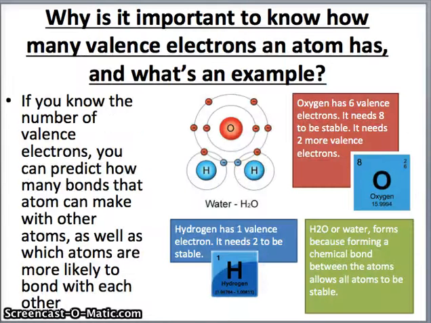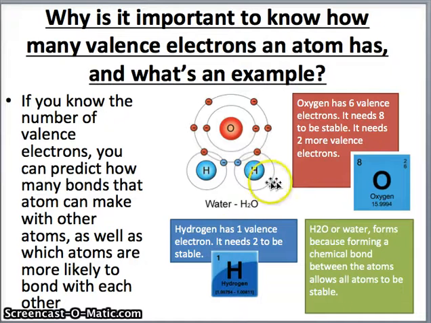So this brings us to the question, why is it important to know how many valence electrons an atom has, and what's an example? So if you know the number of valence electrons or electrons on the outside, you can predict how many bonds that atom can make. So we already know from the example of oxygen, because it has 6 and it needs 8 to be stable, it needs 2 more valence electrons. That means we can predict that it's going to get 2 more electrons from somewhere.